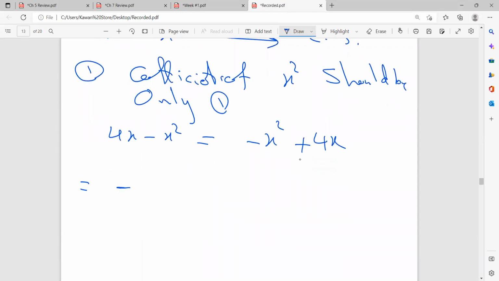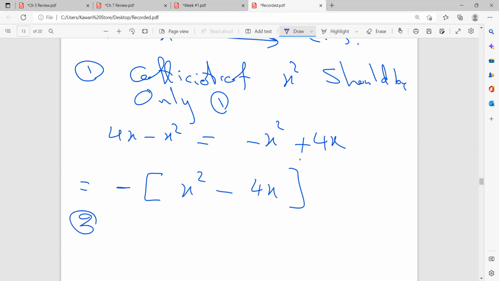How? Am I right? Did you understand the first step? Coefficient means the number in front of x squared, or the coefficient of x squared. You got it here? This is the first step.